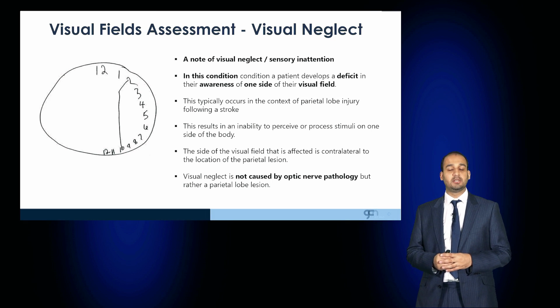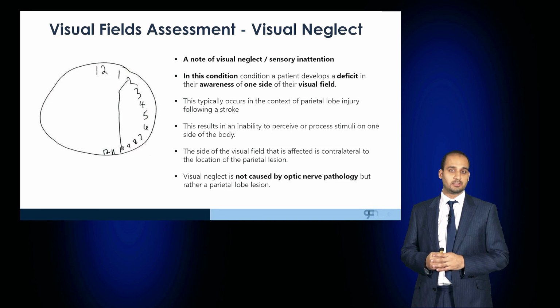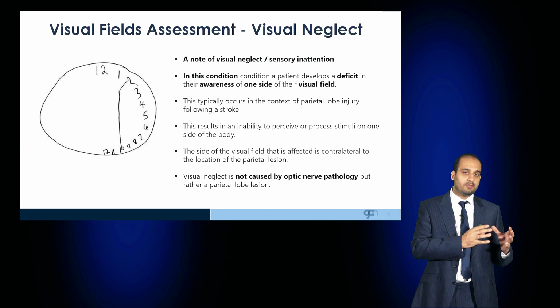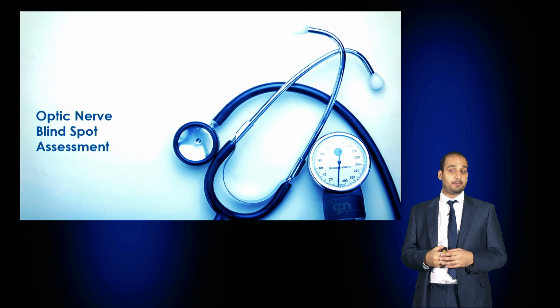In this condition, a patient develops a deficit in the awareness of an entire side of their visual fields. And this is not due to an optic nerve pathology, but usually due to parietal lobe injury following a stroke. And this results in an inability to perceive or process stimuli on one side of the body. The side of the visual field that's affected is contralateral to the location of the parietal lesion. And if you ask the patient to draw a clock, they'll only draw on one half of that, indicating that they have neglect.